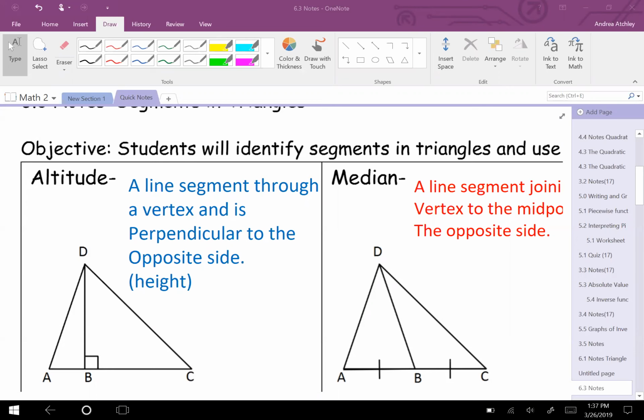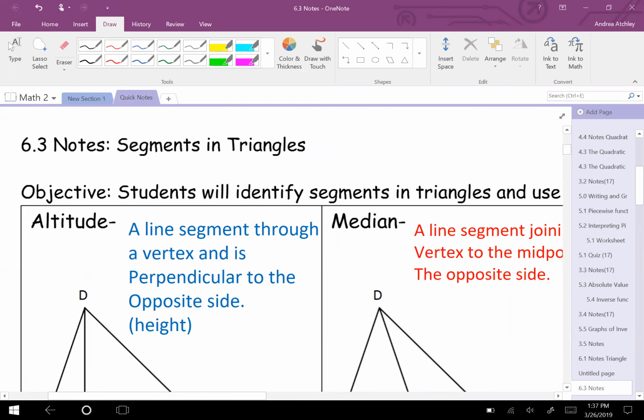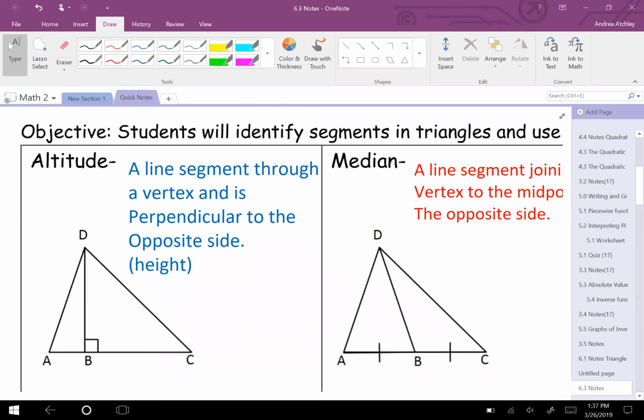Okay, so today we're learning about segments and triangles. So we need a bunch of definitions. An altitude is a line segment through a vertex and is perpendicular to the opposite side. You would also know it as a height, the height of the triangle.